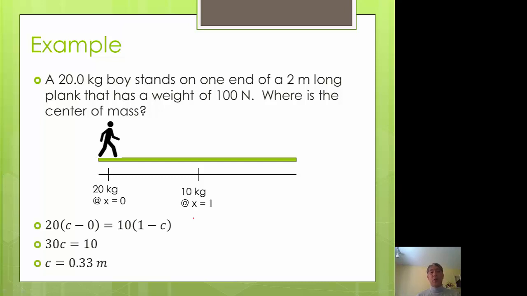So balancing the equation, we basically say 20 times c minus 0, his distance to the center of mass, is going to equal 10 times 1 minus c. c is basically the location of the center of mass. After some algebra, we find that c, the center of mass, is pretty close to the boy, as you would expect, because the boy balances off somewhere around here, around a third of the way.